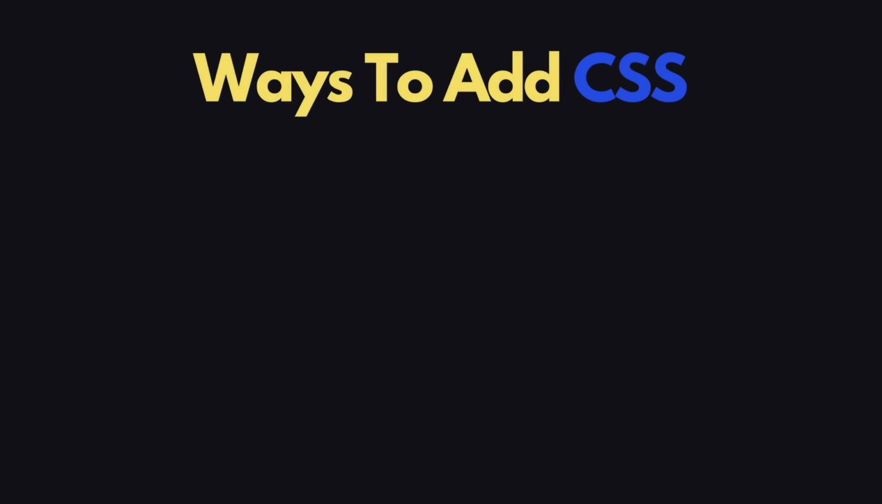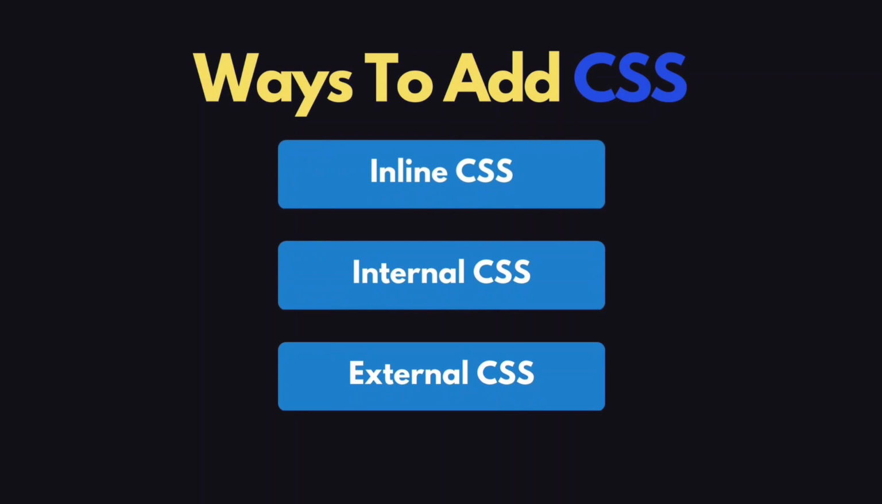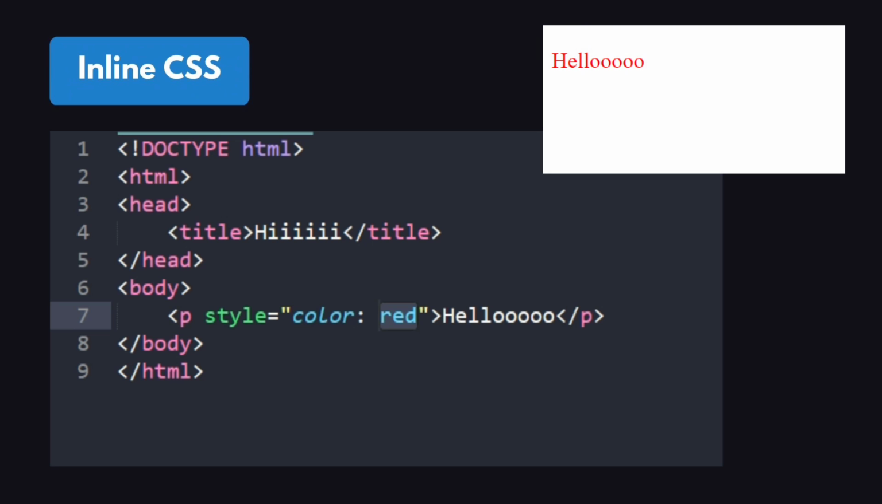There are a few different ways to apply CSS styles to HTML elements, like inline CSS, internal CSS, and external CSS. To add inline CSS, first we will add the style attribute to that very element. And then inside the quotations, we can add our stylings.